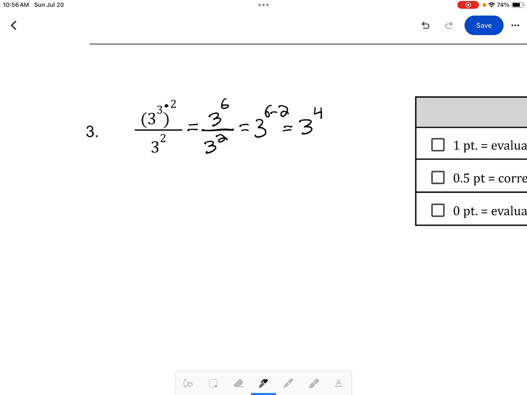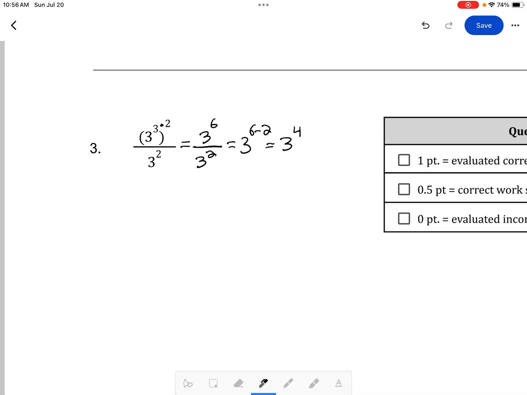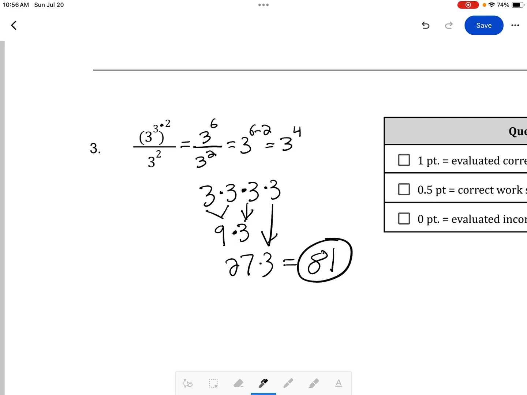So when I evaluate 3 to the fourth, that's going to be 3 times 3 times 3 times 3. 3 times 3 I know is 9. I'm going to bring down my third 3. 9 times 3 is 27. And then I bring down my last 3. And I know that 27 times 3 is 81. So my answer to number 3 is 81.